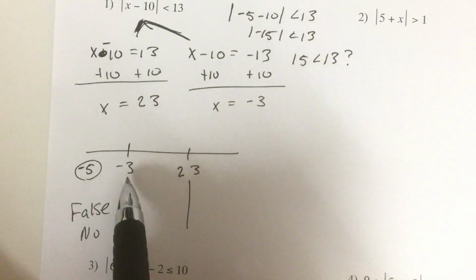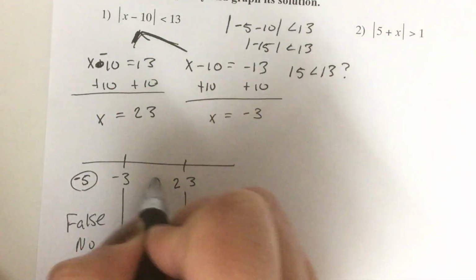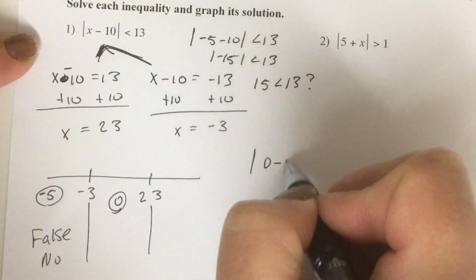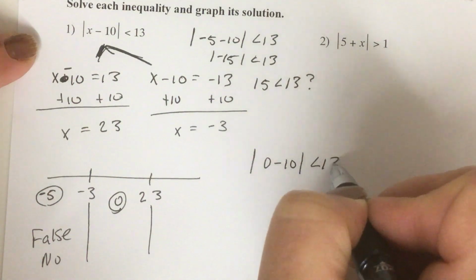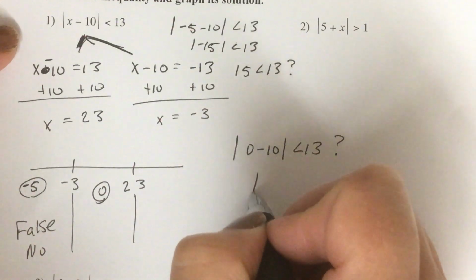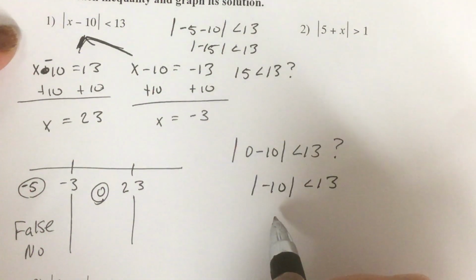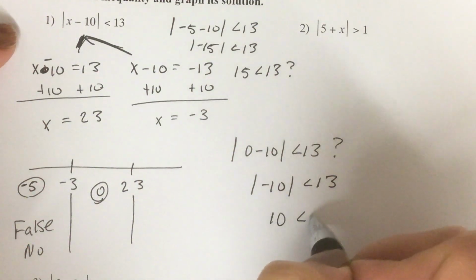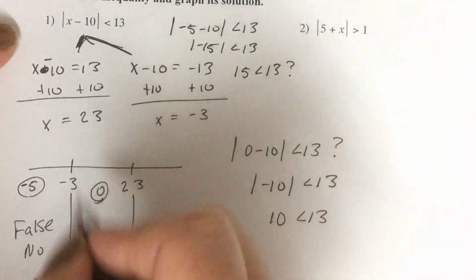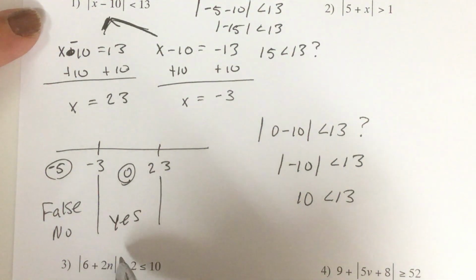Now pick any number between negative 3 and 23. I like to pick 0 if I can. So I'm going to pick 0 and I'm going to plug it in and check it. So the absolute value of 0 minus 10 is less than 13, and I'm wondering if that's true. 0 minus 10 is negative 10, so I have the absolute value of negative 10. The absolute value of negative 10 is positive 10. And so is 10 less than 13? Yes, it is. So any number in between negative 3 and 23 is going to work.